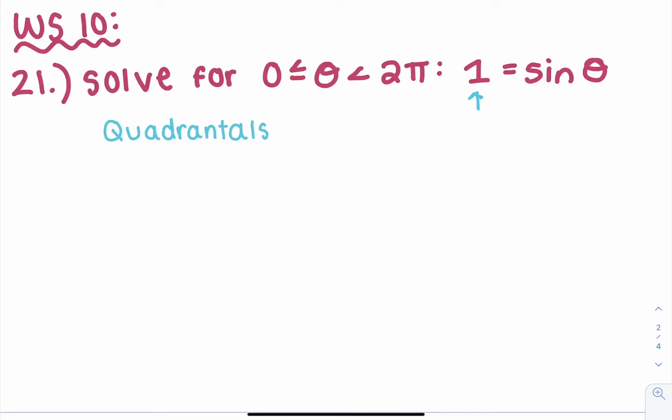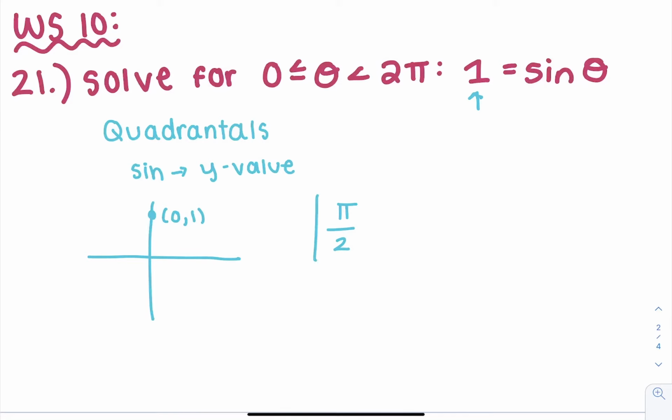So remember, sine is our y value. So if we think about our unit circle, where do we have a y value of 1? That only happens once up here at the point 0, 1. That angle is 90 degrees, but since we're working with radians, that angle is pi over 2. So there's only one answer for number 21, and it is pi over 2.